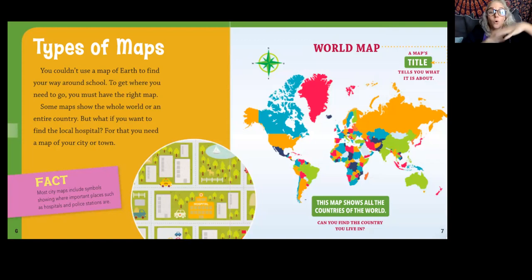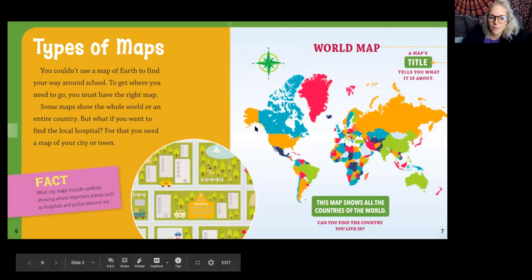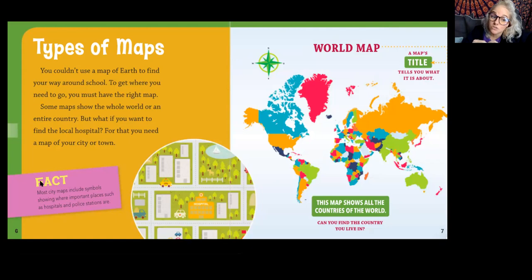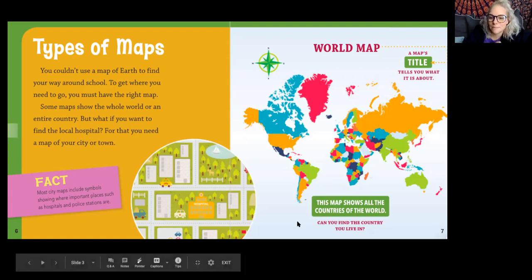Some maps show the whole world or an entire country. But what if you need to find a local hospital? For that, you need a map of the city or town. And so we have the city town map right here. It says fact: most city maps include symbols showing where important places such as hospitals or police stations are. This map shows all the countries of the world. Can you find the country you live in? Right here. But you guys knew that probably.